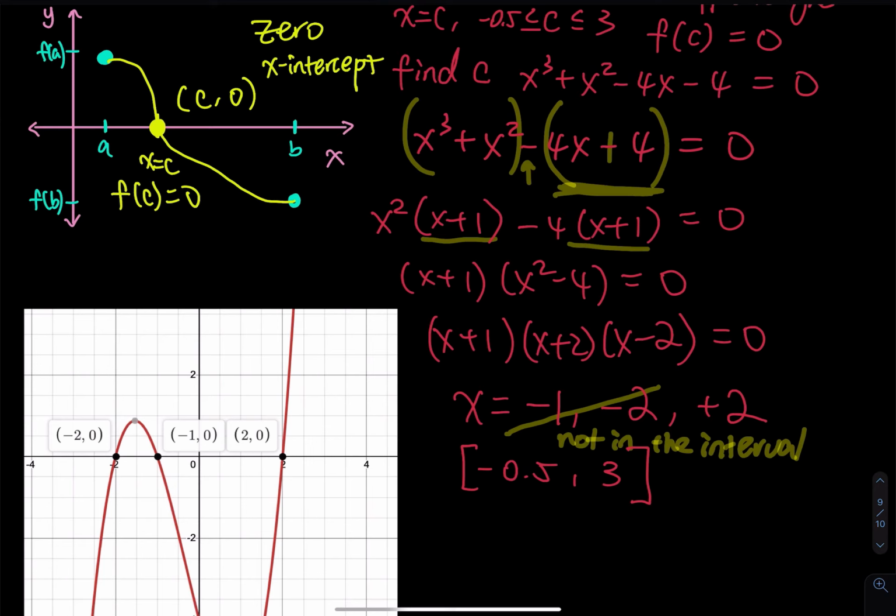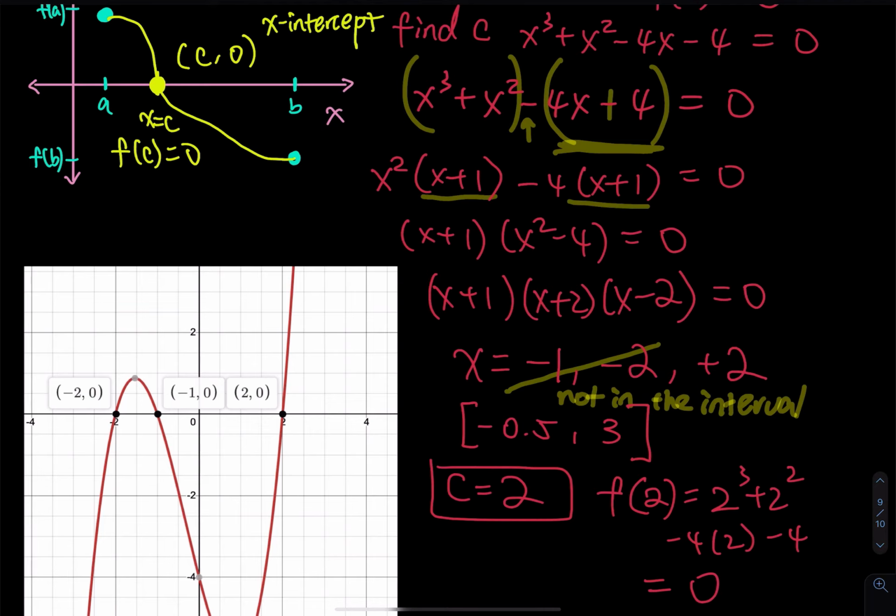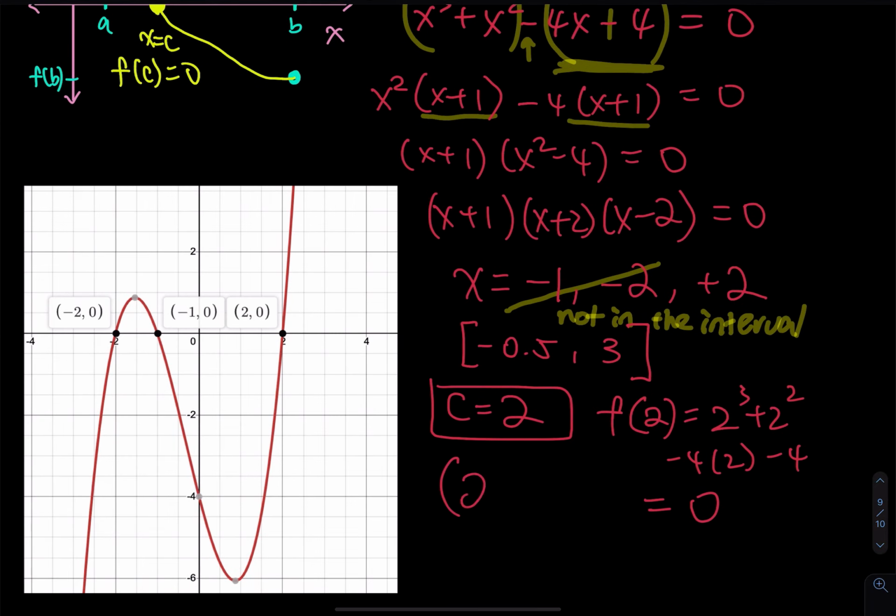When x is equal to 2, what happens? So c is equal to 2. This is my answer. When c is equal to 2 and you plug it in, you have 2 to the third plus 2 squared minus 4 times 2, and then minus 4. What do you get? You get a 0. So when x is equal to 2, y is equal to 0, and this x equals 2 is between negative 0.5 and 3.